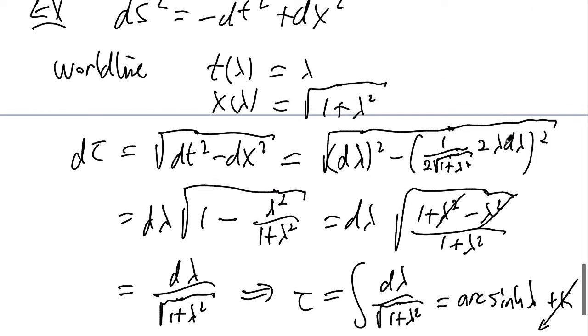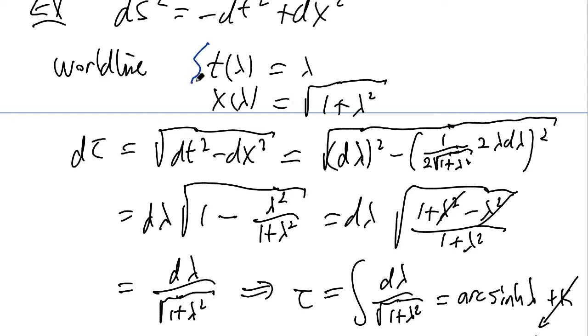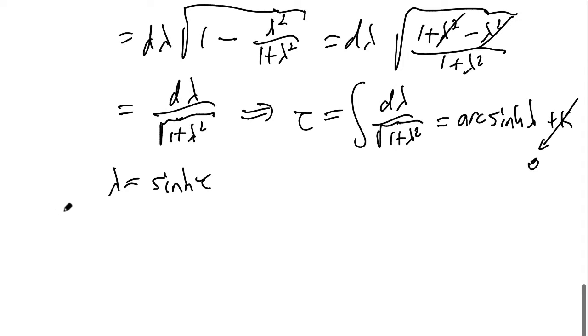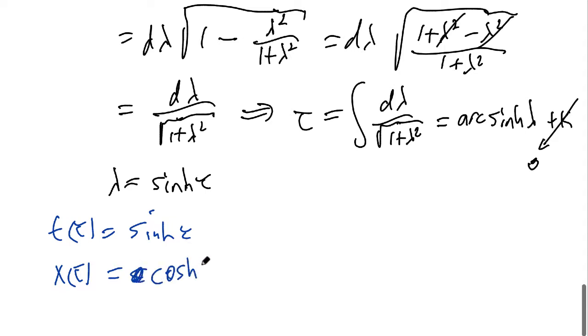And now if we return to our expressions for the world line, we see that t is sinh tau, and x is the square root of 1 plus sinh squared, that's cosh squared, take the square root. This is cosh tau. So in terms of proper time, our world line is sinh tau is the t coordinate, and x of tau is cosh tau.